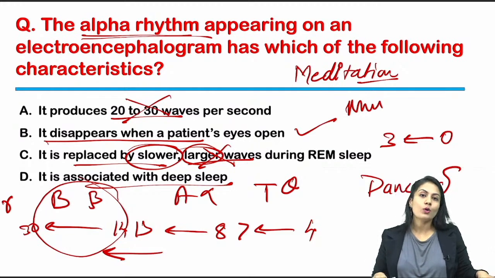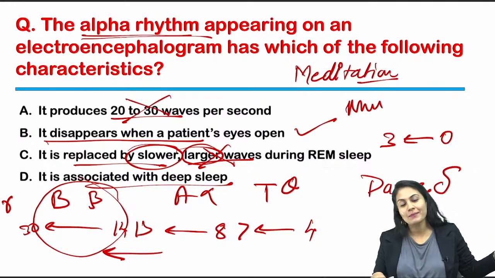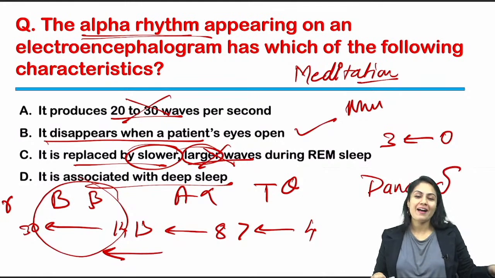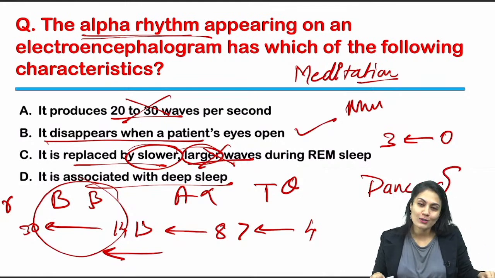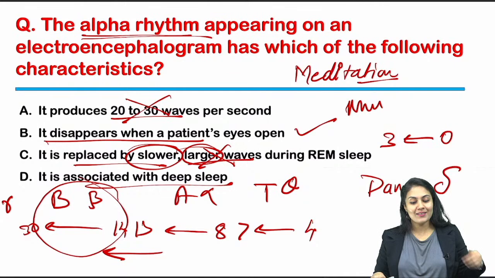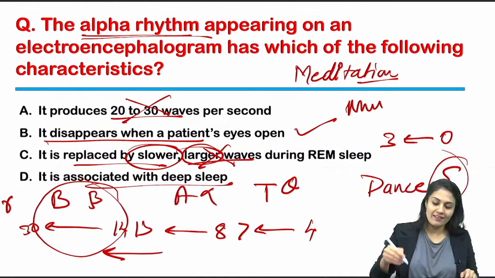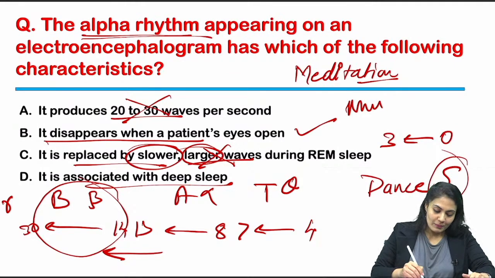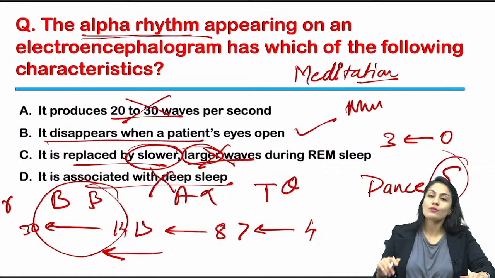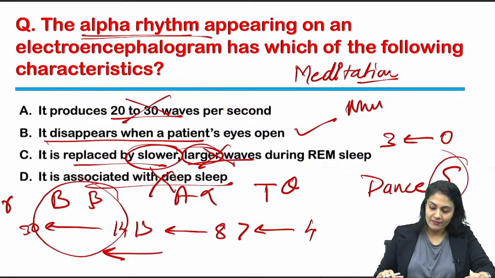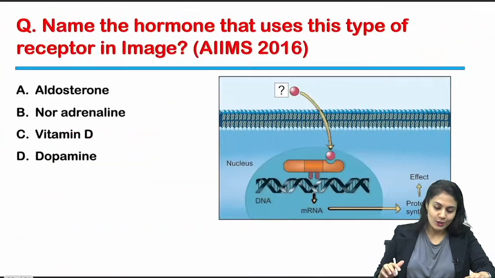Though some people go from meditation into deep sleep, they will also have a change in the EEG waves, right? So they will have delta waves, right? But they are asking about the normal person, so it is also not true. In deep sleep, we are going to have delta waves. Let's move on to the next question.